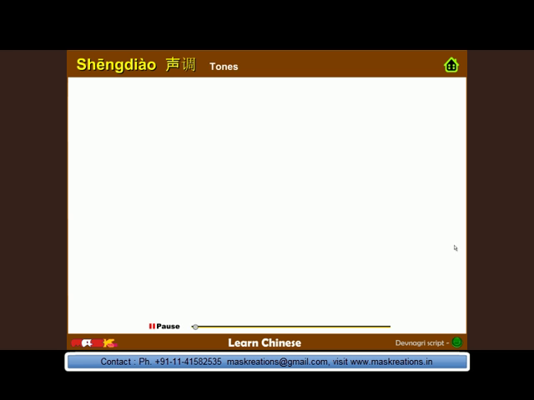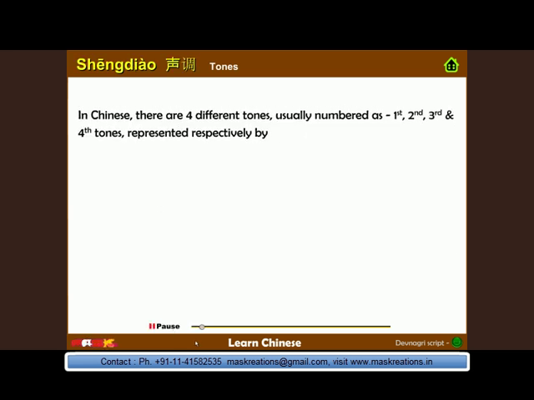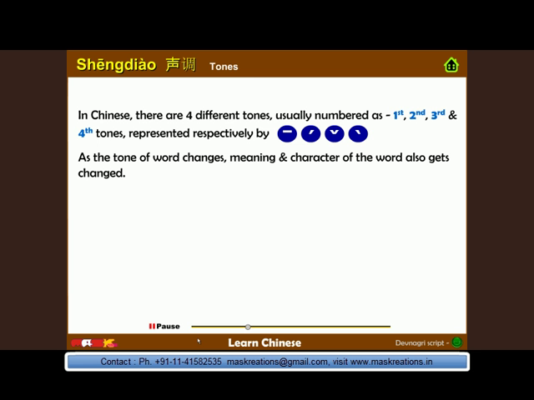Sheng diao. In Chinese, there are four tones usually numbered as first, second, third and fourth tones, represented respectively by first tone, second tone, third tone and fourth tone. As the tone of word changes, meaning and character of the word also gets changed.